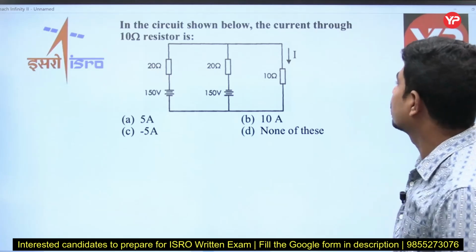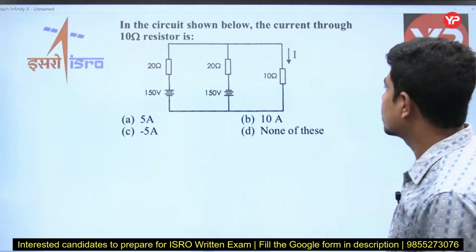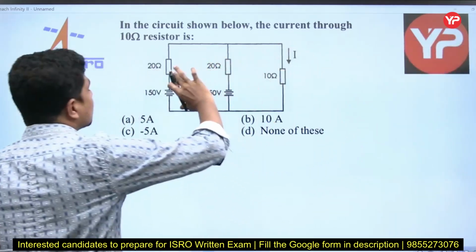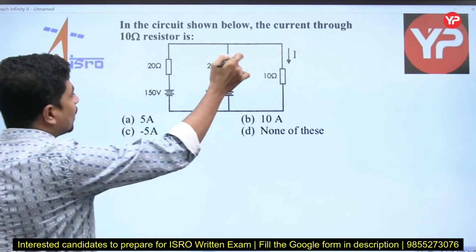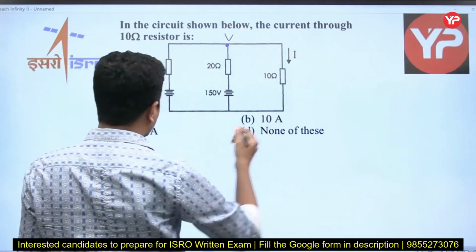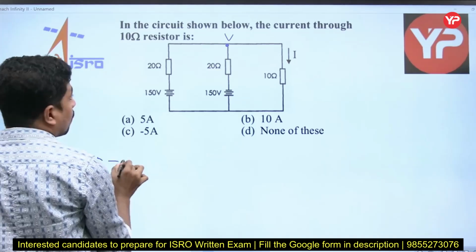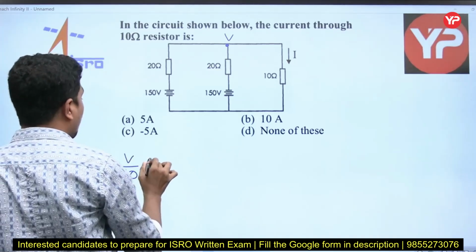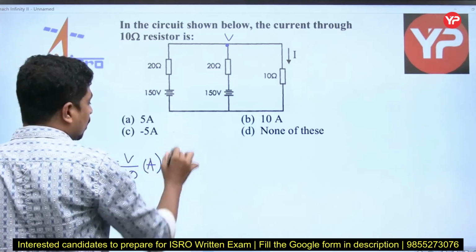In the circuit shown below, the current through the 10 ohm resistance is what? He is asking about this 10 ohm resistance. We can solve this in many methods. Take this voltage as V. Now I is equal to V by 10. But we do not have V, so how do we get V?